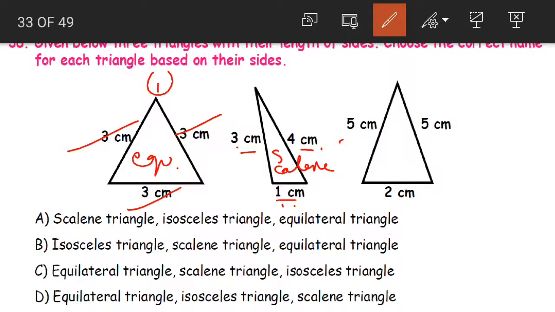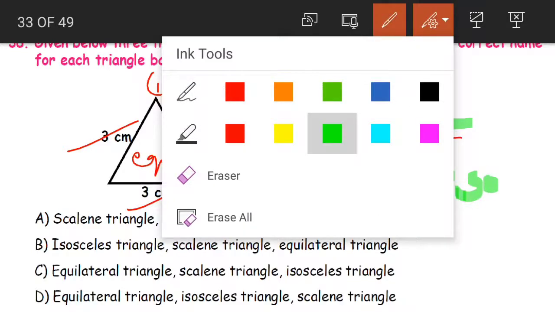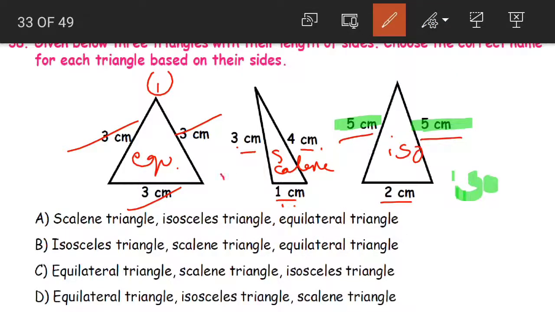And coming to the last one, 5 centimeters, 5 centimeters and 2 centimeters. Here two sides are equal. Only two sides are equal. So what will we call this type of triangle? We'll call it an isosceles triangle. So the third one is ISO. I'll write ISO here. Isosceles triangle. Now from the given options, we have to choose the one in the same order: equilateral, scalene and isosceles. So it is our option C, equilateral triangle, scalene triangle and isosceles triangle, children.